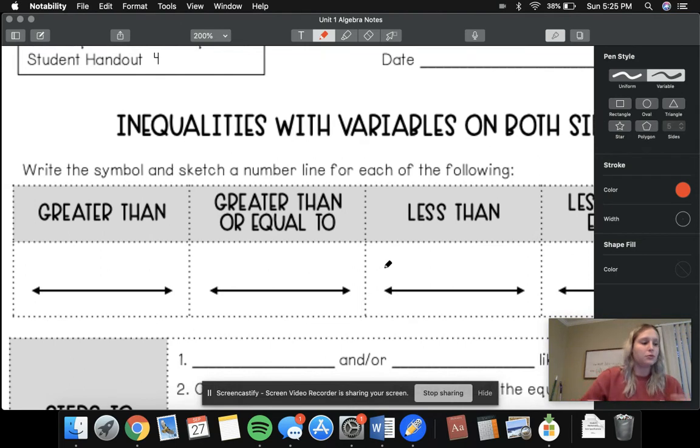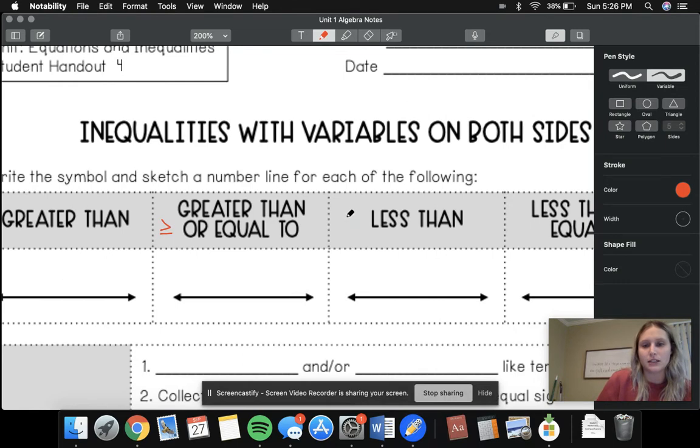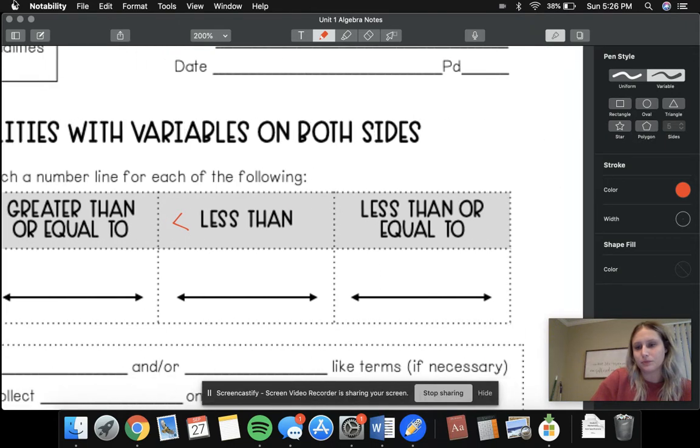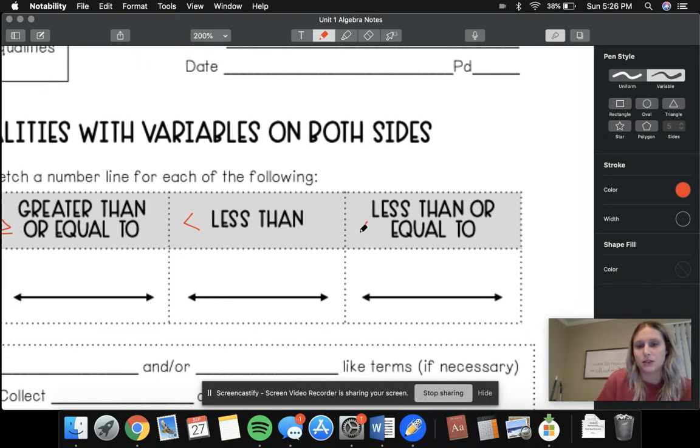We are going to write what they are and then also graph them on a number line. So greater than means that the first thing is bigger than the second, and so we use the greater than symbol. The greater than or equal to symbol, the first thing is bigger, or it could be equal to. Then for less than, the first thing is smaller, so we'll flip the sign. And then less than or equal to would be the first thing is smaller than the second thing, or it could be equal to.